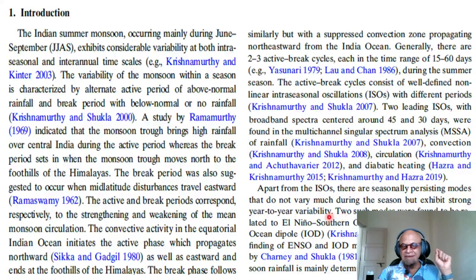Diabatic, not diabetic. Apart from the ISOs, there are seasonally persisting modes that do not vary much during the season but exhibit strong year-to-year variability. So you see where the active break periods are contributing or not contributing to seasonal totals and intraannual variability, because there is a standing mode which is doing some work as well.